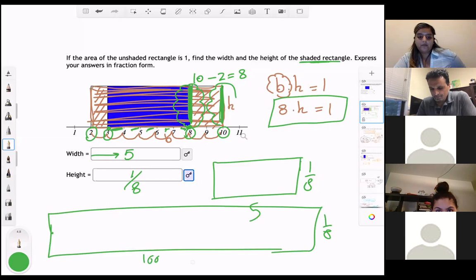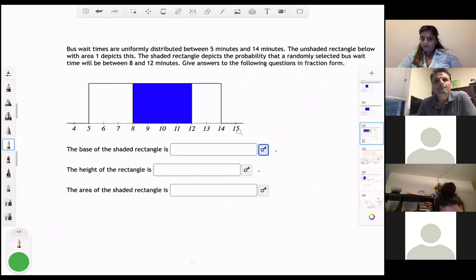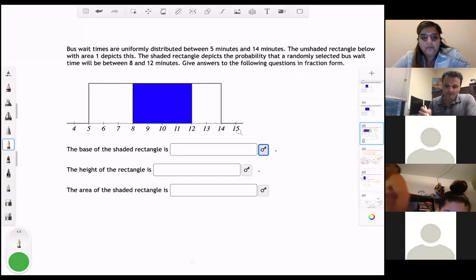Great. Let's have another one. So in the homework, when they said unshaded, that means they're talking about everything.